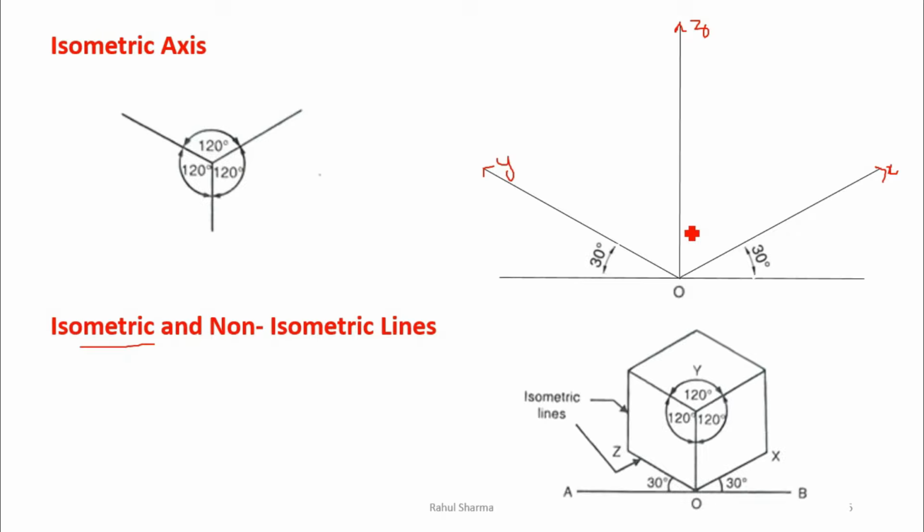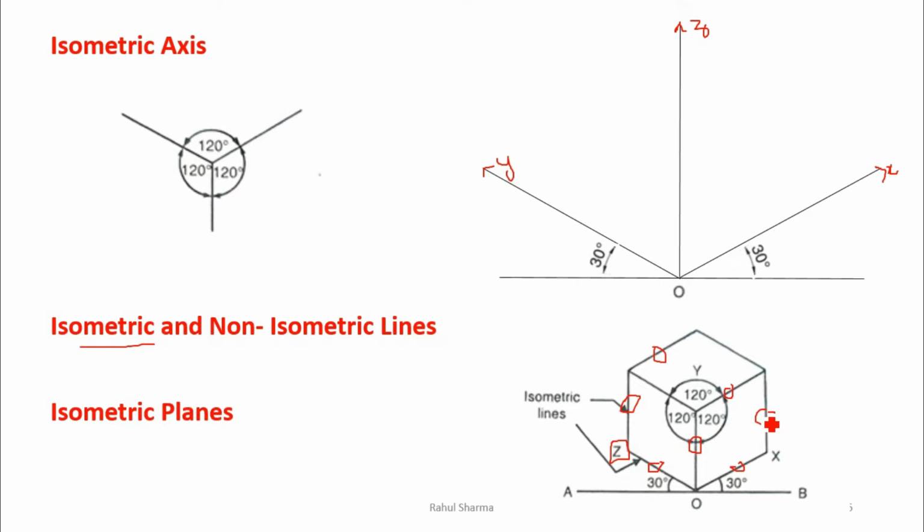I'll tell you with an example. Let's say we have drawn a cube in the isometric axis. Now you can see this line, it is parallel to the Z axis, which in this diagram I have represented with Z. These three lines are parallel to the Z axis. Similarly, this line and this line are parallel to the X axis, and these are parallel to the Y axis. So all these lines are known as isometric lines.